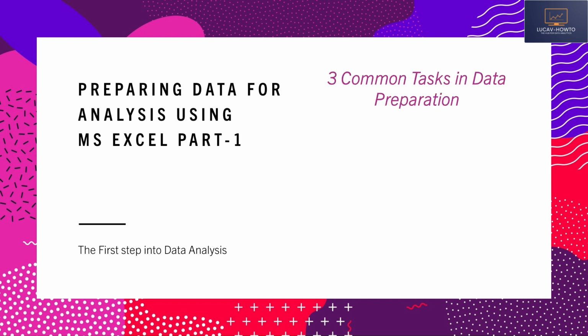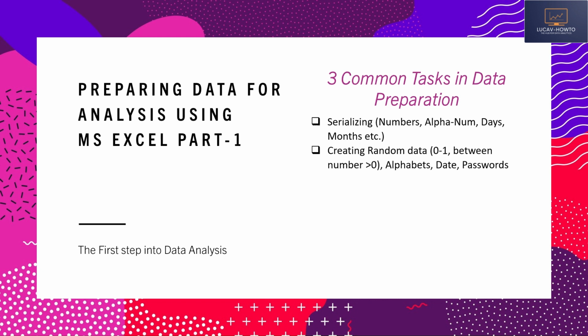In this video, we will take you through three common tasks in data preparation. The tasks include serialization, where we'll show you how to serialize numbers, alphanumeric digits, and days, months, and dates. We will also show you how to randomize data between 0 and 1, data greater than 0, alphabets, dates, and passwords. We will also show you how to round numbers to the nearest number of digits.